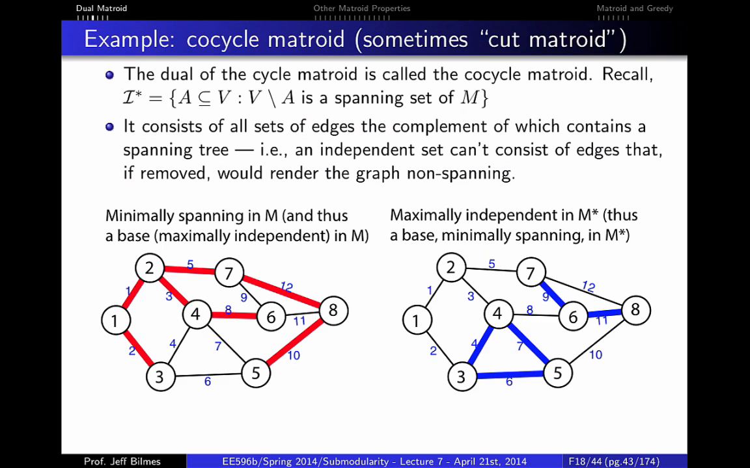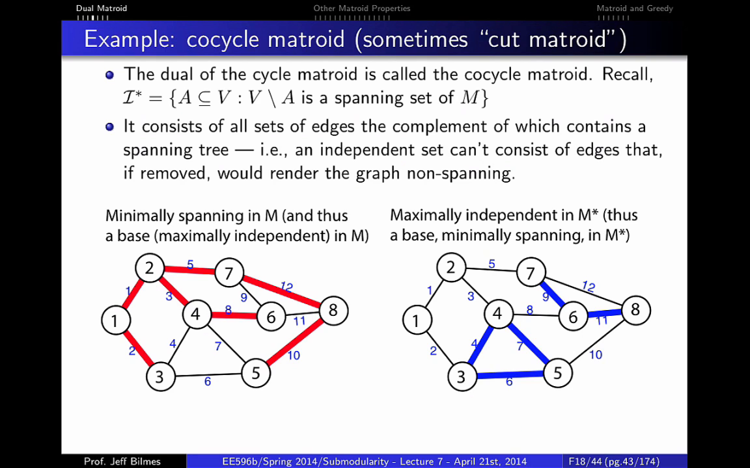How about this one? On the right-hand side, we've got these 5 blue edges. If we take the complement, we get the red edges. Now, the red edges are independent, right? But it's not sufficient for the red edges to be independent for the blue edges to be independent in the dual. It has to be the case that the red edges are spanning. And in fact, the red edges are still minimally spanning. And so that basically means that the blue edges correspond to an independent set in the dual, even though there's a cycle. So there's a cycle in the dual. It's okay. It's independent in the dual matroid.